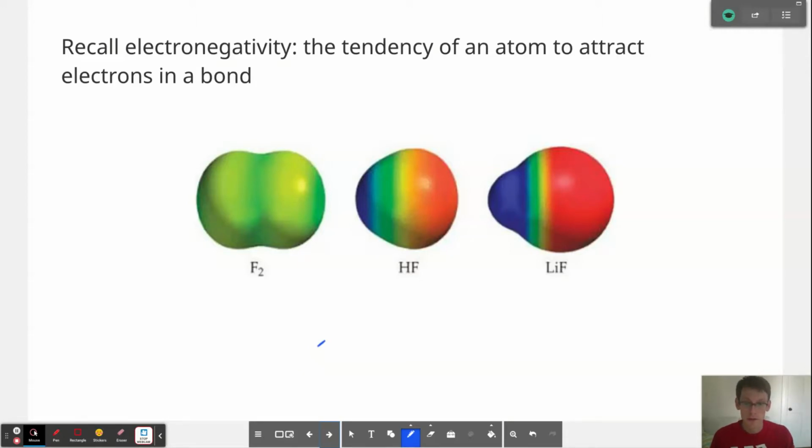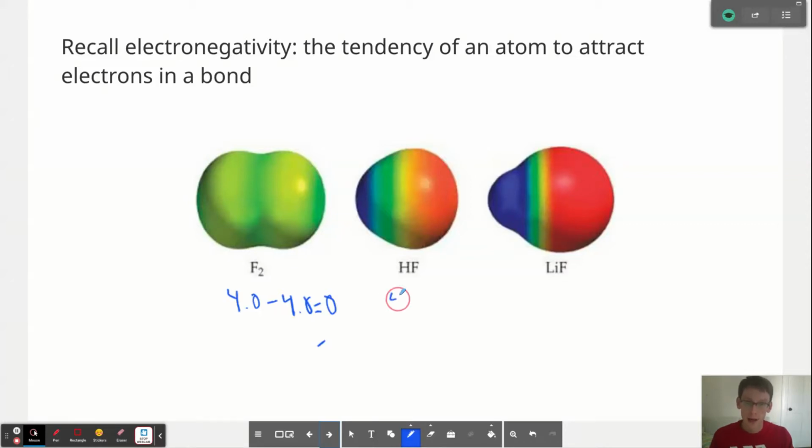In the case of F2, we've got two fluorine atoms with electronegativity that's equal. So 4.0 for one fluorine atom minus 4.0 for the other equals 0. And that indicates that we have no polarity. It's not that one atom is pulling electrons closer to it than the other.